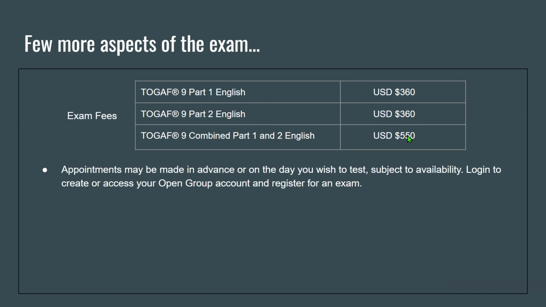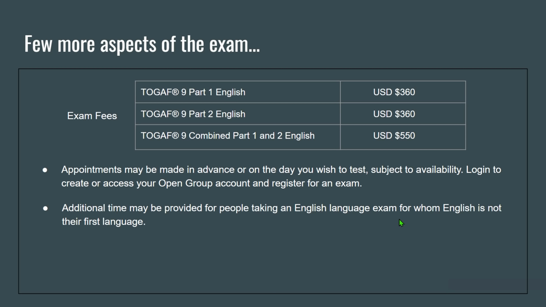And more than the saving on the money, I think it's a lot of time that you save, because when you read, study, and understand for part 1 the entire standard and the framework, that anyway will be used for the part 2 scenarios, and you don't have to redo it. So that's why it's better to go for the combined. You need to make the appointments in advance or even on the day of the test, depending upon what availability we have, and you need to log into the OpenGroup site, create your own account and register for the exam.